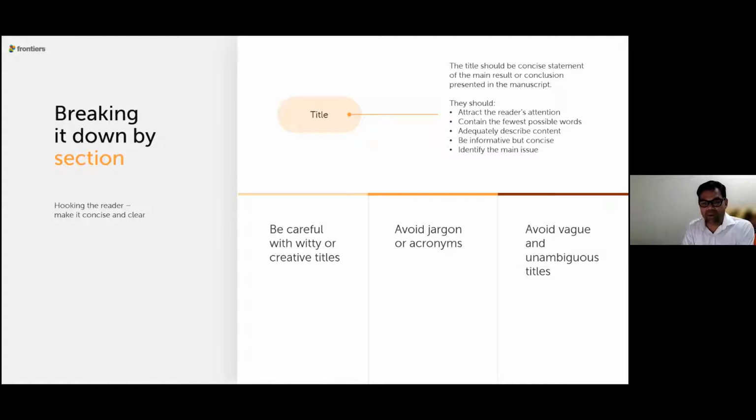Also, avoid vague and ambiguous titles. For example, when our title starts with "Towards" or "A description of" or "Preliminary study on XYZ" or "Role of," "Effect of." These types of titles are not really preferred. Now, I hope people are getting the result. Okay, yeah, that's good.